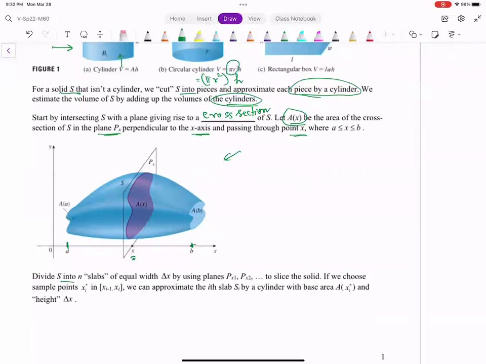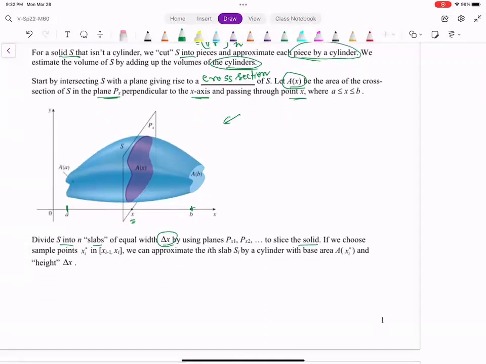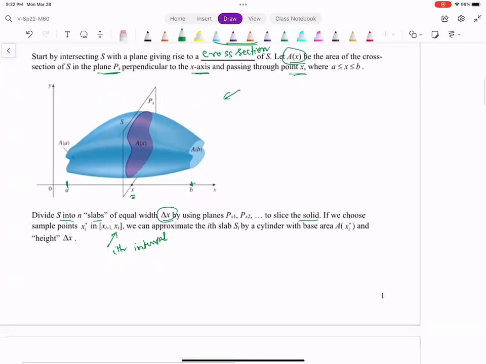So divide S into n slabs of equal width delta x by using the planes P of x1, P of x2, etc. to slice the solid. If you choose sample points xi star in the interval x(i-1) to xi, which is the ith interval, we can approximate the ith slab Si by a cylinder with base area A of xi star and height delta x.